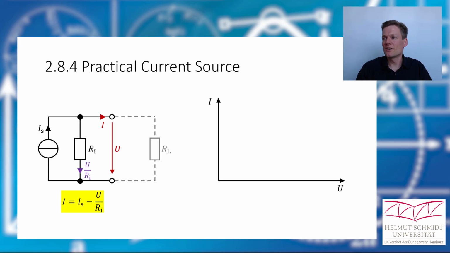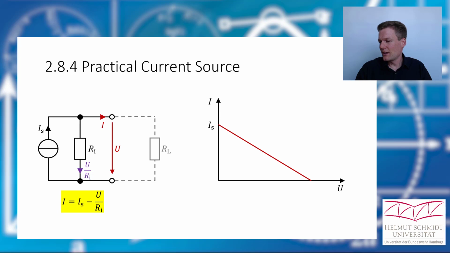Okay, let's draw it. When we don't have a voltage drop, that means we have a short circuit at the clamps. Then we will just have our short circuit current at the clamps. And when the voltage increases, we see from our equation the current decreases. So we have again this diagram here.